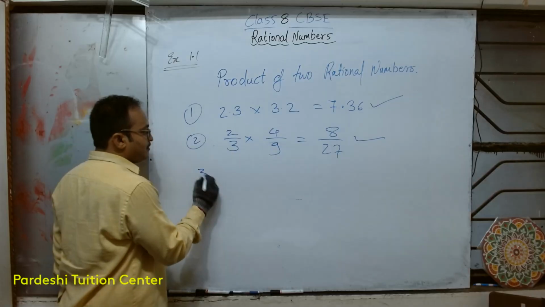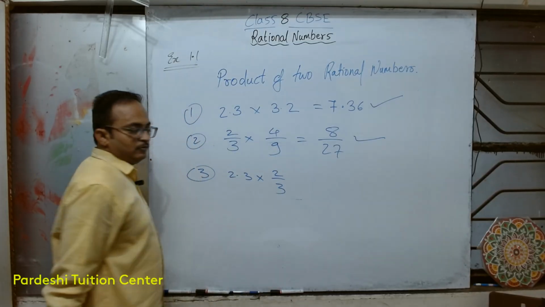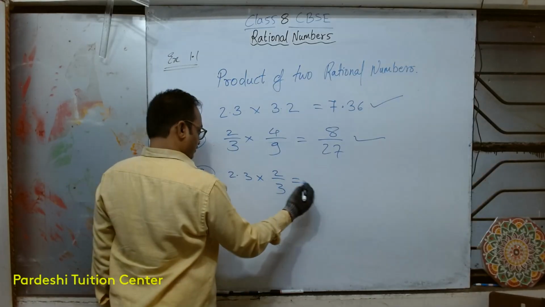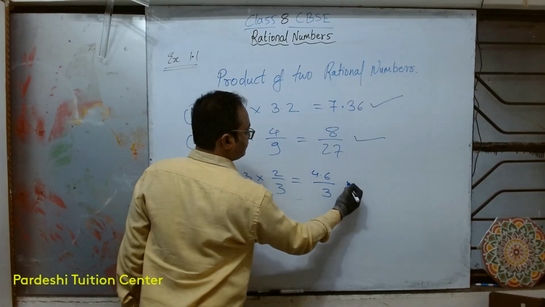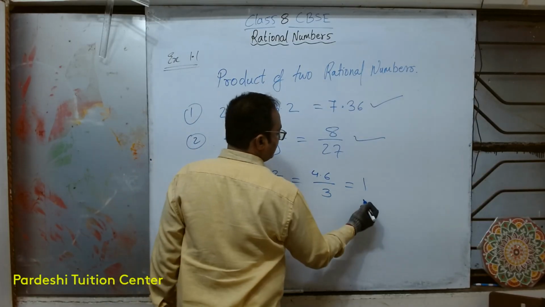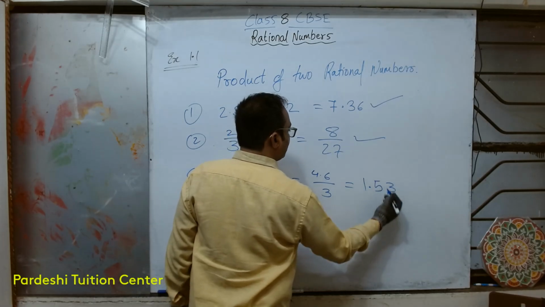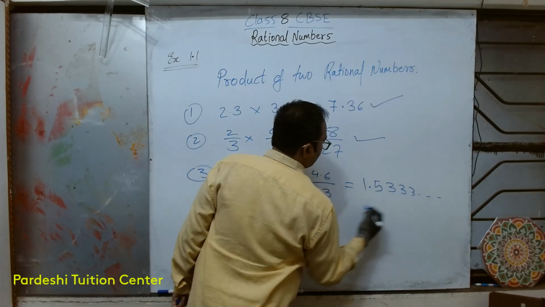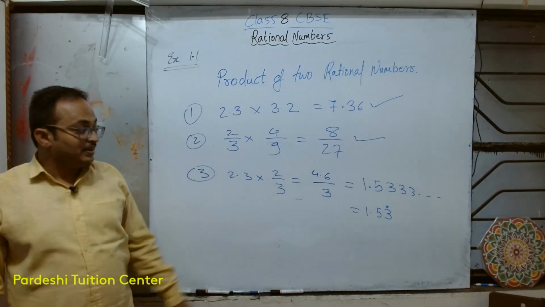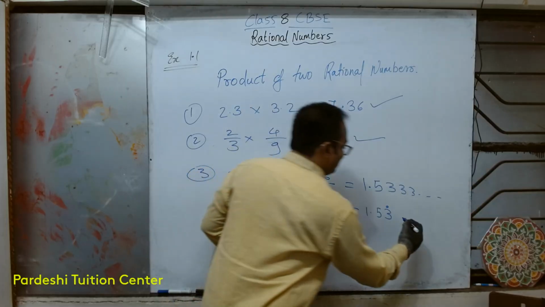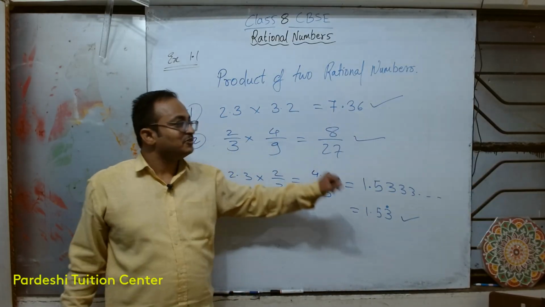If I take a decimal and a rational number, 2.3 multiplied by 2 by 3, what will I get? I will first multiply by 2, it will become 4.6 by 3. I will get the answer 1.53 recurring. Yeah, it is a rational number. Non-terminating, repeating, so it is a rational number.